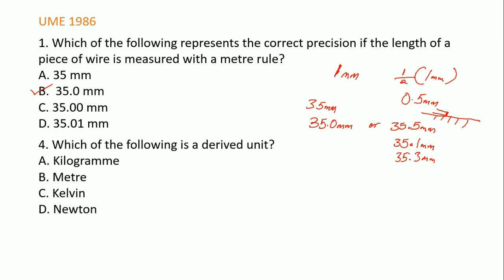Question 4 of the same year. Which of the following is a derived unit? Kilogram is a fundamental unit. Meter is a fundamental unit. Kelvin is a fundamental unit, the unit for temperature. Newton is a derived unit. So our correct answer is option D.